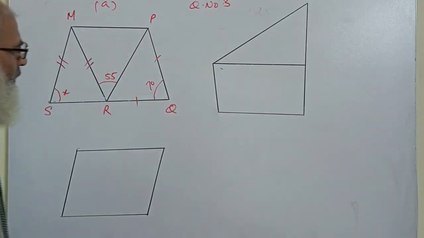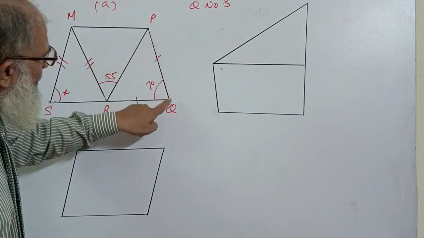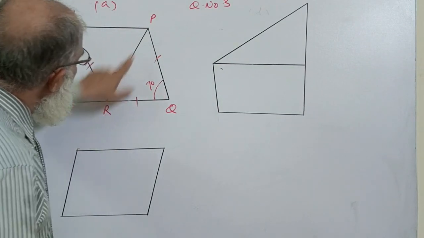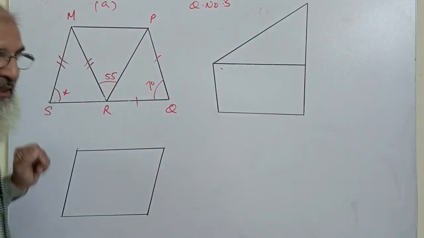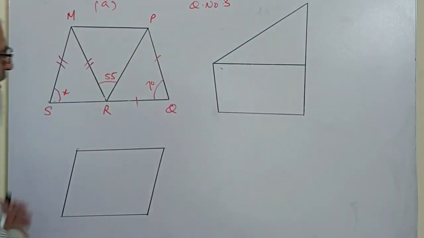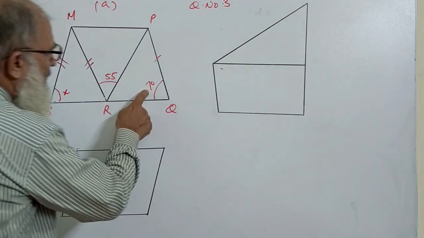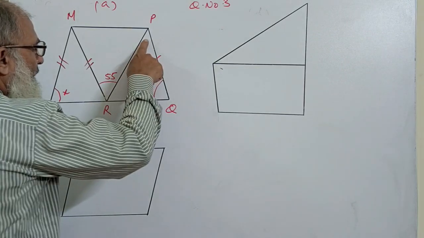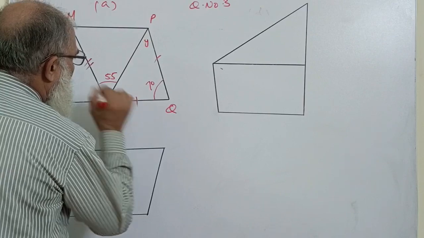So what will we do? Now you see that this is the included angle of this isosceles triangle, and these are the base angles, angle P and angle R. Now if I consider this triangle, this angle is 70 degrees, and let me call these angles y.